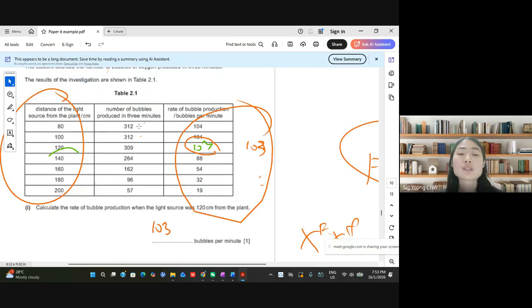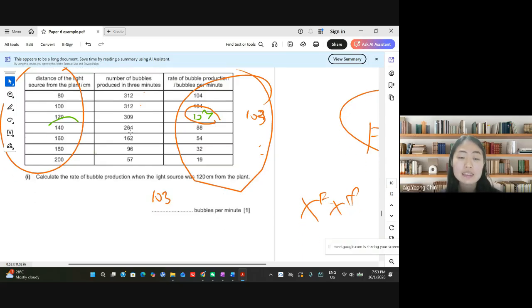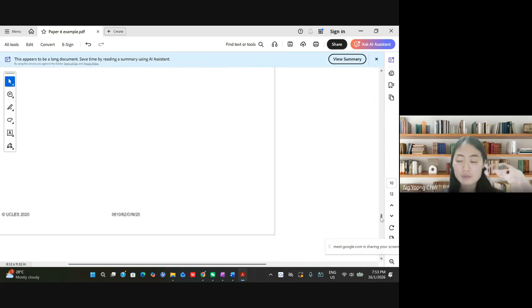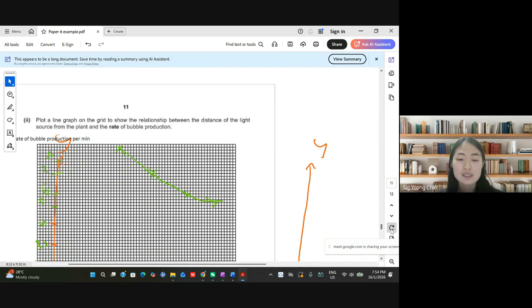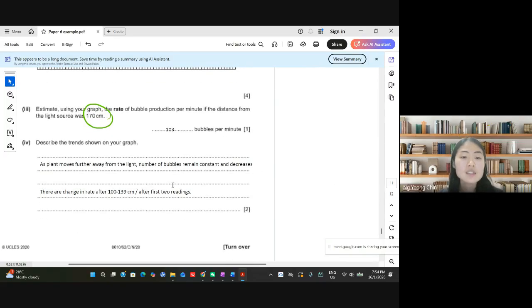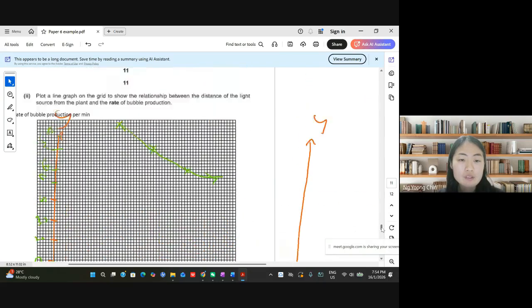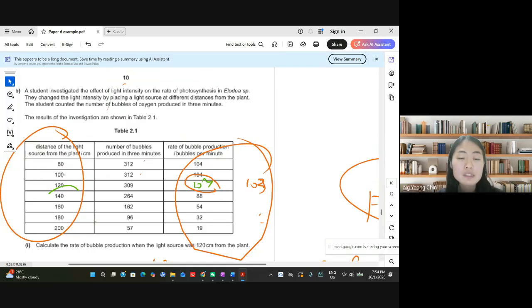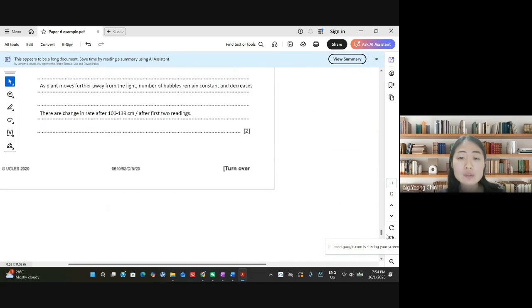See, initially it remains constant like 31, then decreases to 30.9, then to 27.2, 26.4, and then it decreases more again. So it remains constant, later it decreases. These are the trends. And then there is a change in the rate from 100 to 130 cm after 2 readings, which is here. After 2 readings, you can see the number of bubbles is showing a change. They give you 2 marks, so you need to write at least 2 points.